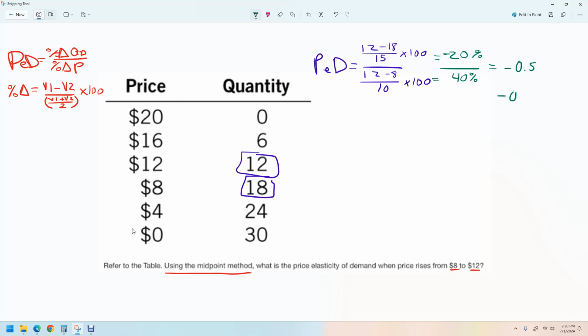More commonly, you're going to see it written in absolute terms. So we'll say that the price elasticity of demand is 1/2 or 0.5. Since that is less than 1, that means this is inelastic. So the price elasticity between $12 and $8 using the midpoint method is 0.5, and therefore it is inelastic.